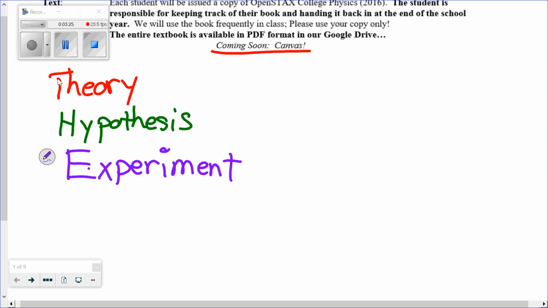Can we really test what we're thinking about? Sometimes we have to re-examine our ideas, and then what does the evidence show us? Okay, that's the scientific method.